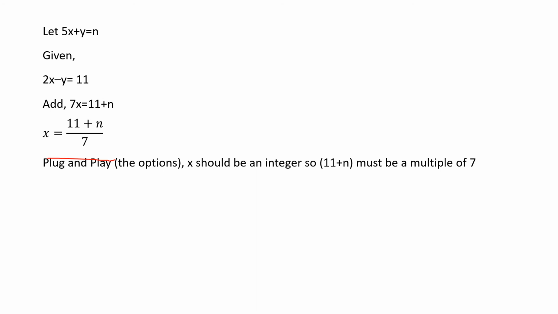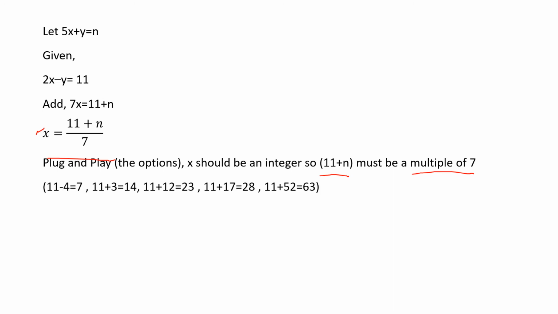Again, we can do the plug and play method here. We're given that x is an integer, right? So for x to be an integer, we need 11 plus n to be a multiple of 7, because if it's not, we'll be left with a fraction value. So we plug in the values for n that are given in our options. That's minus 4. 11 minus 4 is 7. 7 divided by 7, that's 1. You get x as an integer value. 11 plus 3, that's 14. Then you get 14 divided by 7, that's 2. You again get an integer value.